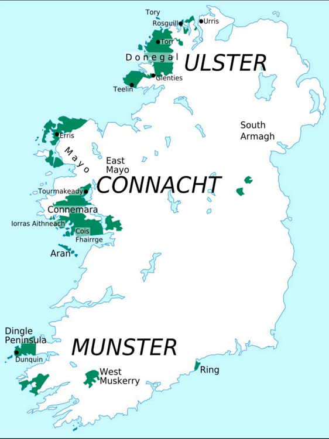For example, the n of the definite article an is slender before the word iontas, wonder, but broad before the word aois, age: an iontais, the wonder genitive, versus an aois, the age.